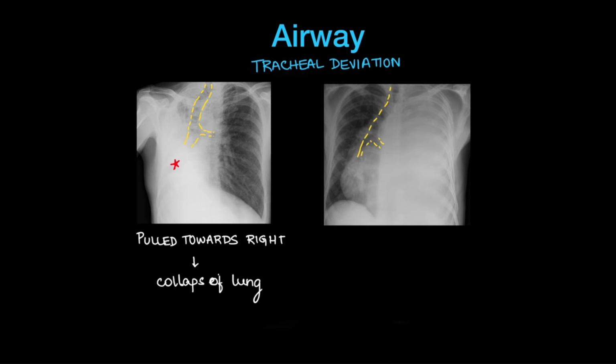In the second X-ray also, the tracheal deviation is towards the right side, but the opacity is on the left side. In this case, the trachea is pushed towards the right side, and this happens because of massive pleural effusion, for example, which is seen in this X-ray.